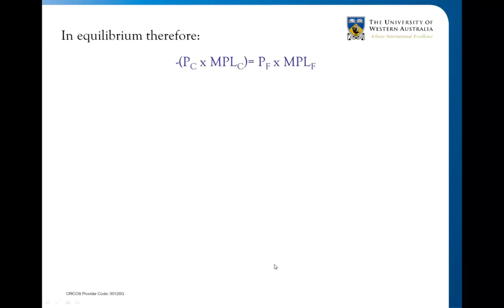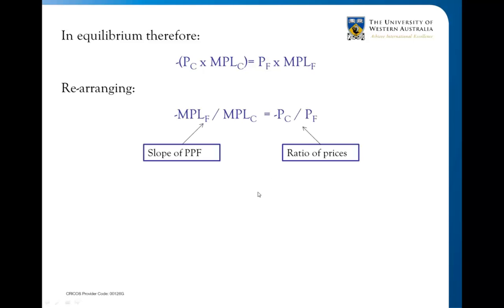In equilibrium, therefore, we've got this condition: the price of cloth times the marginal product of labour for cloth is equal to the price of food multiplied by the marginal product of labour for food. We can rearrange this and get these ratios. In other words, the slope of the production possibility frontier, the left-hand side there, is equal to the ratio of the prices.